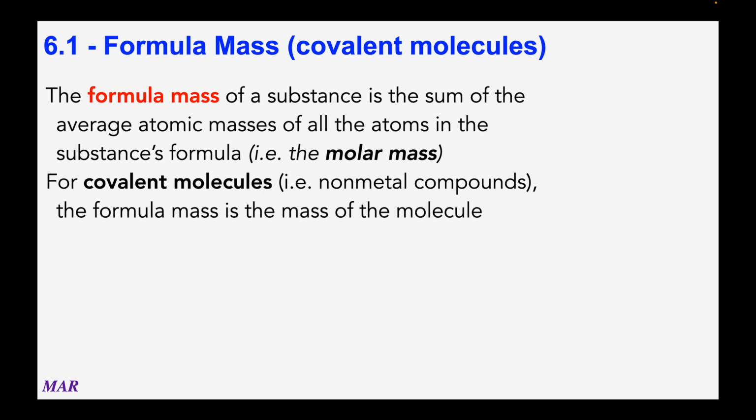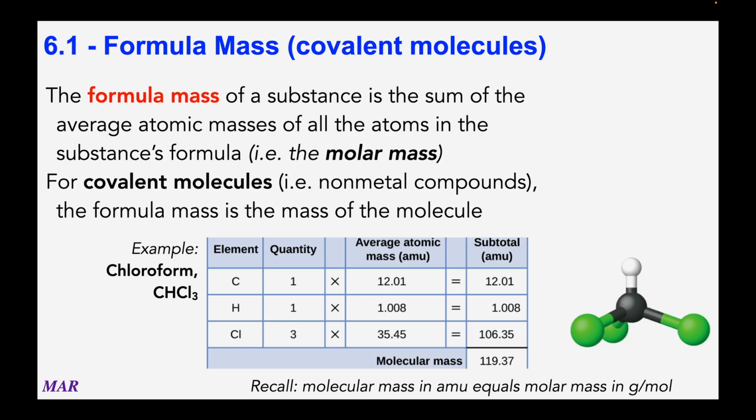In this chapter, we'll talk about formula mass. And the formula mass, which is used a lot for covalent molecules, is just the sum of the average atomic masses of the atoms in the substance's formula. And basically, the formula mass is also equal to the molar mass, which we saw earlier, the grams per mole in a molecule. So for covalent molecules with non-metal compounds, the formula mass is literally just the mass of the molecule. No big deal. Here's an example of chloroform.